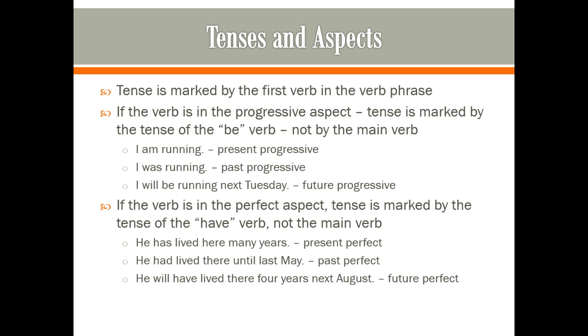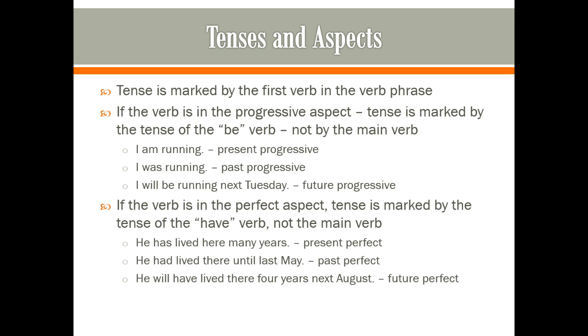Now, tense. Tense is marked by the first verb in the verb phrase. In English, you can have verb phrases of 3 or 4 verbs linked together. Only the first verb in that verb phrase marks the tense. If the verb is in the progressive, the tense will be marked by the to be verb, not by the main verb. Notice how in these 3 sentences, I am running, I was running, I will be running next Tuesday.